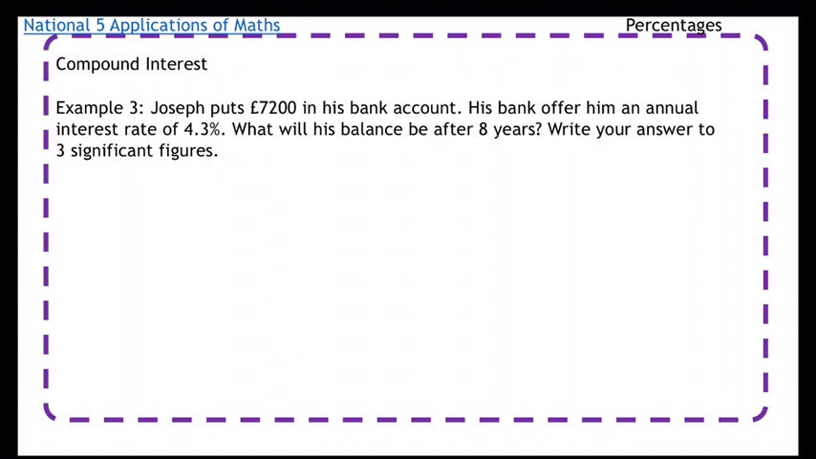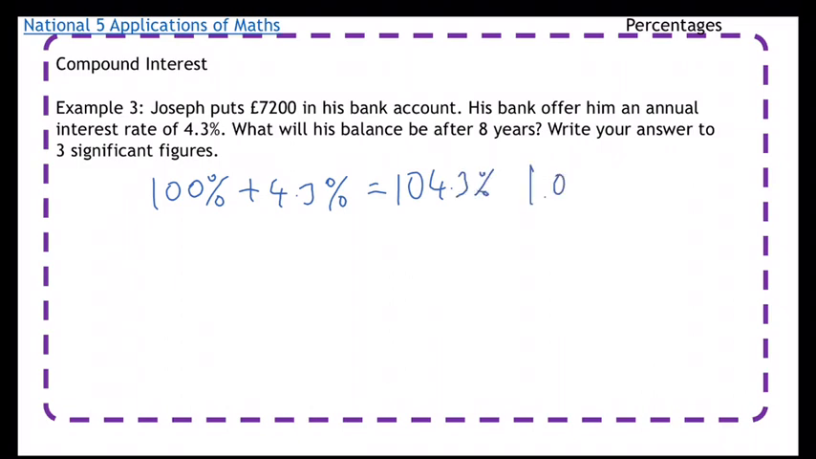So I'm going to start with the same thing as before. 100%. We're going to add on 4.3%, which is going to give me 104.3%. And remember, just divide that by 100, which gives you 1.043. So that's going to be our multiplier.